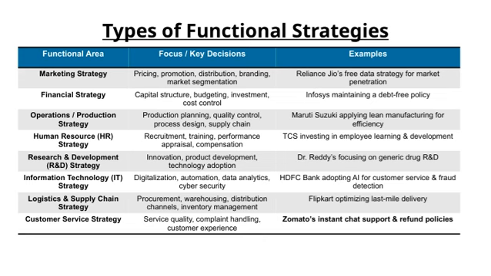In operations or production strategy, the focus is on production planning, quality control, process design, and managing the supply chain. Maruti Suzuki, for instance, applies lean manufacturing principles to improve efficiency and reduce waste. When we consider human resource strategy, it involves recruitment, training, performance appraisals, and compensation policies. TCS invests heavily in employee learning and development to build a skilled and motivated workforce.